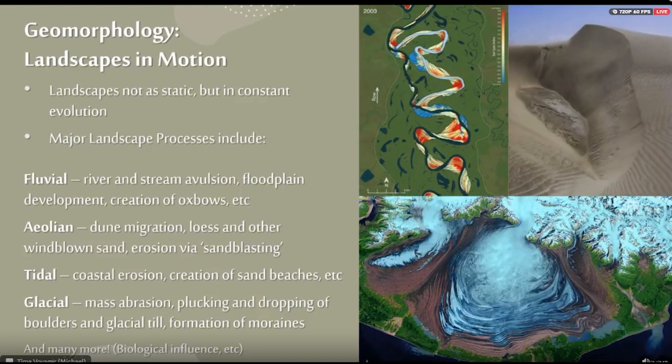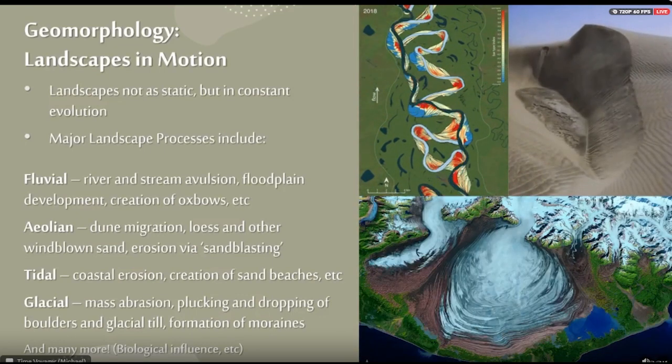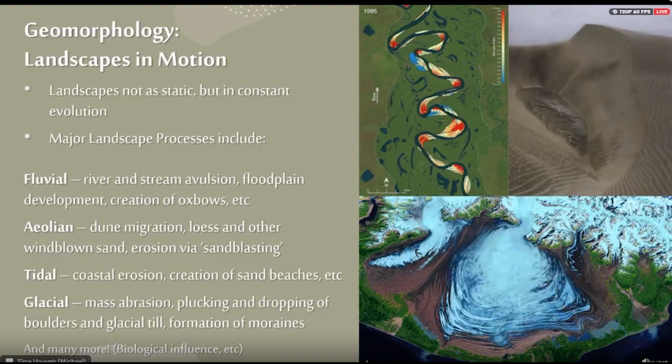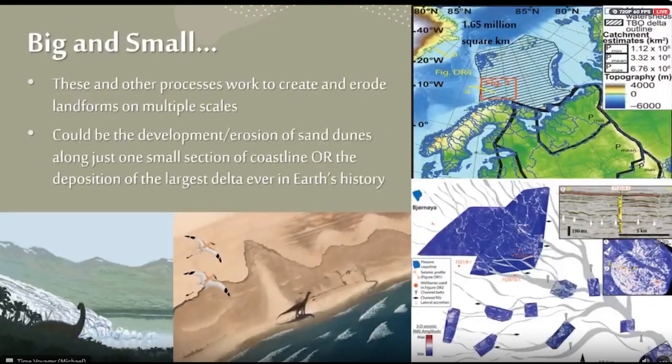And of course, there's many more that I could really go over, but there's a lot of different forces that you have to think about depending on the environments you're trying to depict. And these can happen on huge and on tiny scales. This could be the development or erosion of sand dunes along just one small section of coastline, or the deposition of the largest delta ever in the world's history. You can see that on the right there. Up in the Arctic Ocean, you get this massive deposit of delta sediment from the Triassic that is quite literally the biggest one ever found.